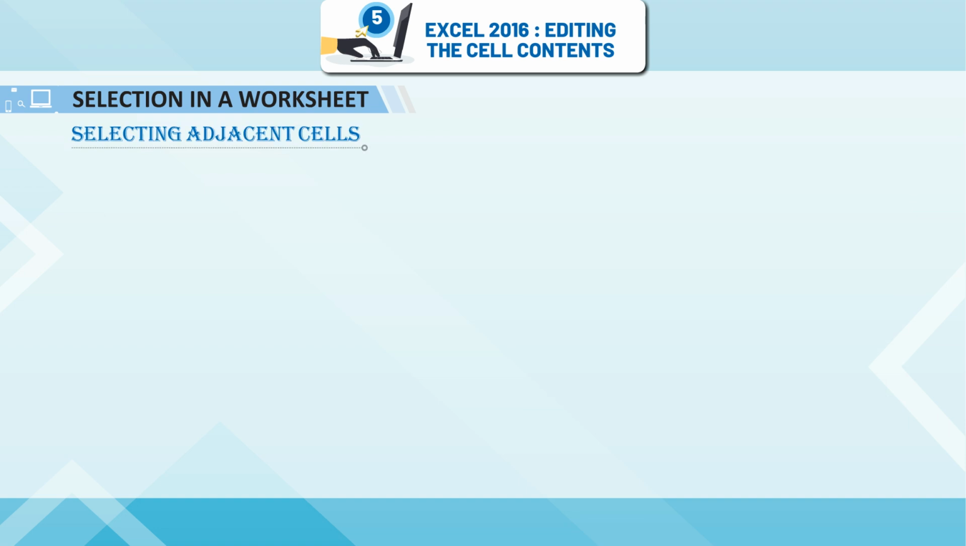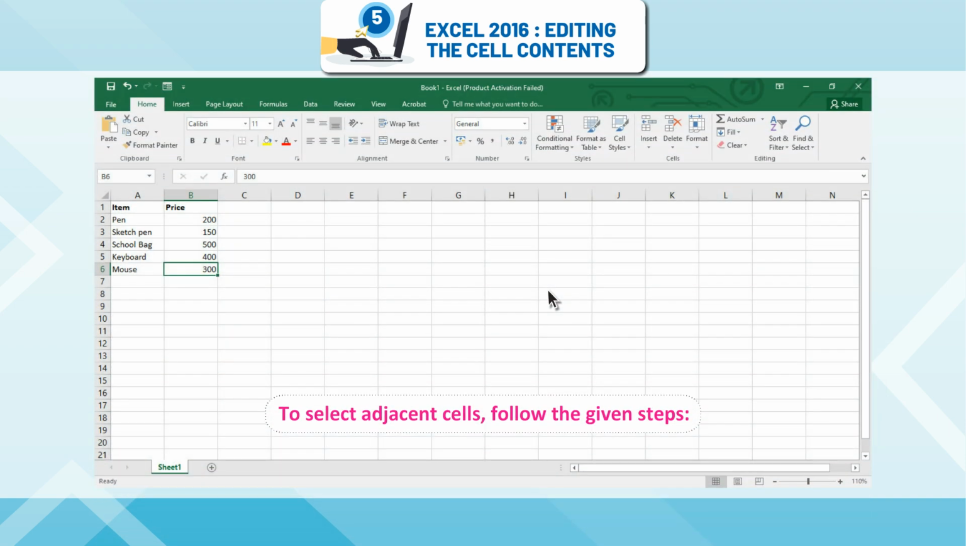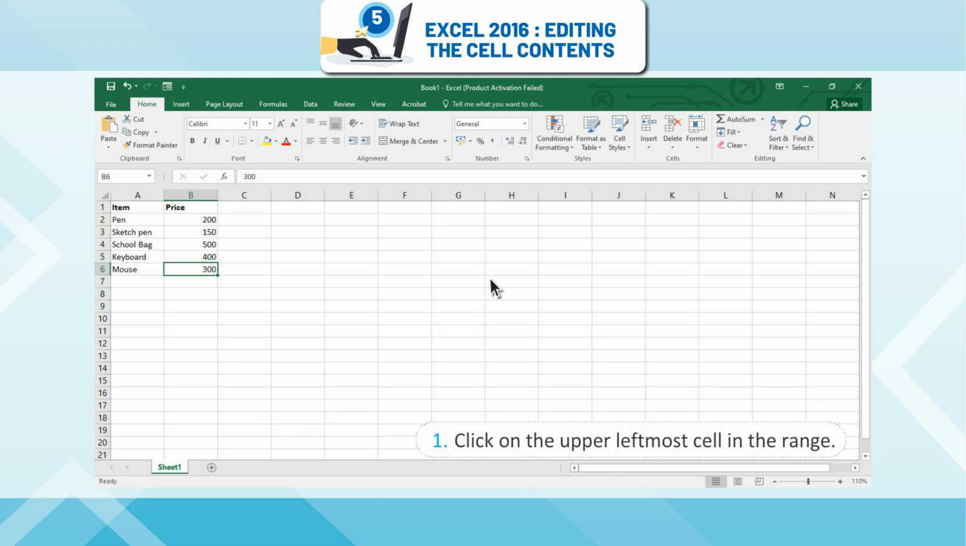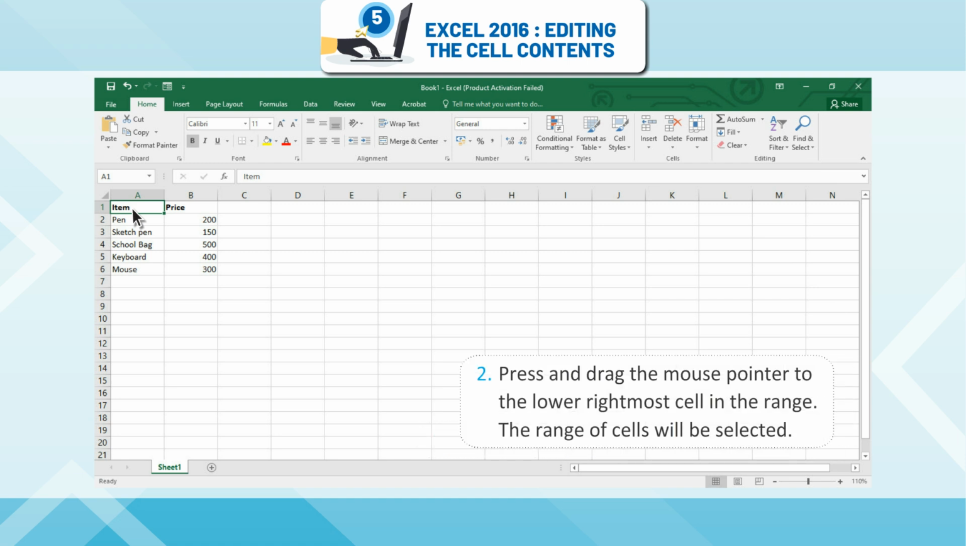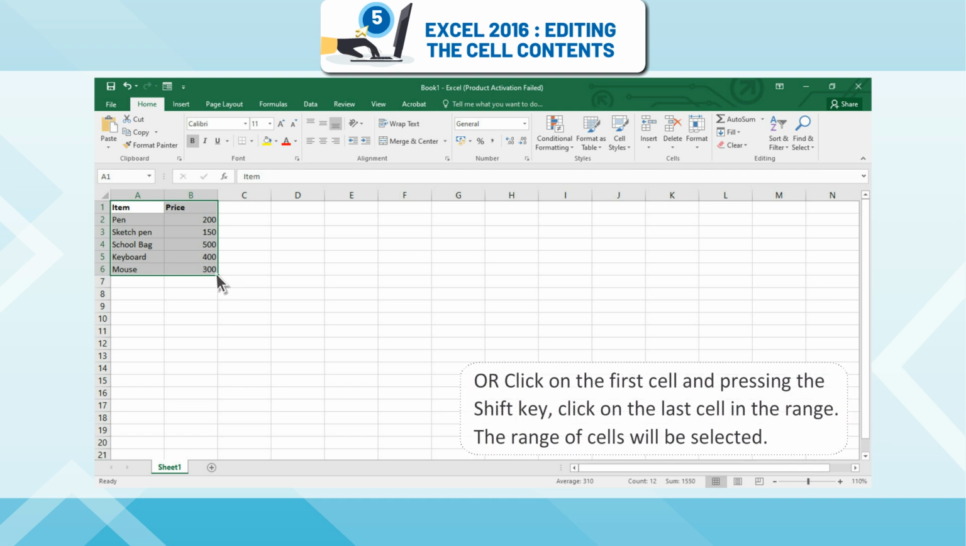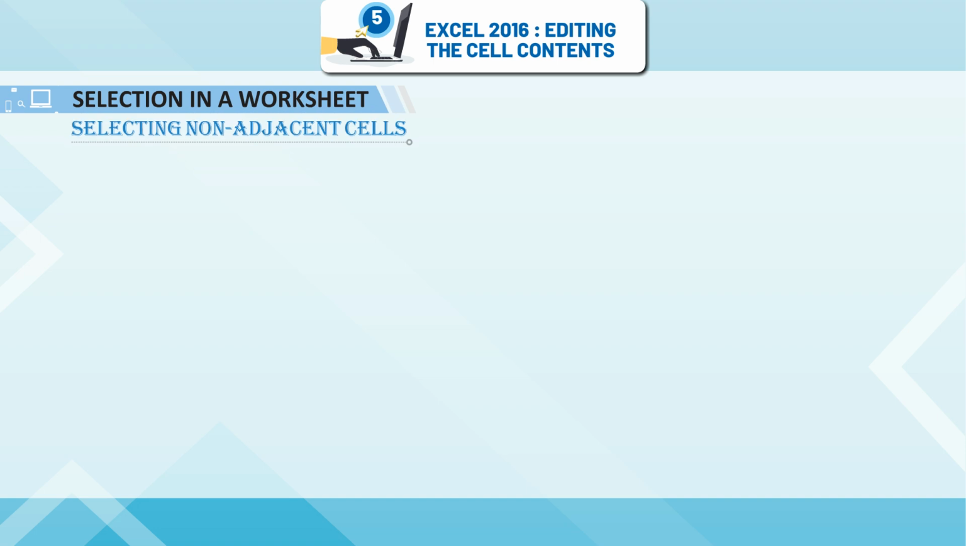Selecting adjacent cells. To select adjacent cells, follow the given steps. 1. Click on the upper leftmost cell in the cell range. 2. Press and drag the mouse pointer to the lower rightmost cell in the range. The range of cells will be selected. Or, click on the first cell and, pressing the Shift key, click on the last cell in the range. The range of cells will be selected.